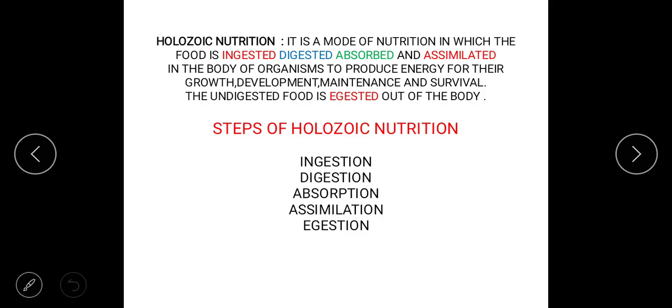Holozoic mode of nutrition is the nutrition which involves 5 steps, that is ingestion, digestion, absorption, assimilation and egestion. So you can simply say this is a process in which the food is ingested, digested, absorbed and assimilated in the body of an organism to produce energy for its growth, development, maintenance and survival. What happens to the undigested food? It is egested out or expelled out from the body.